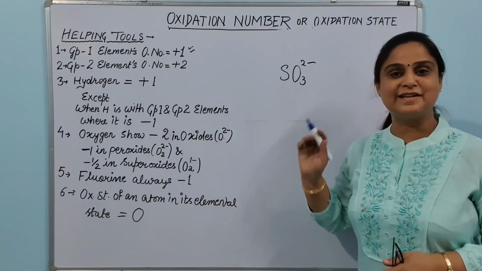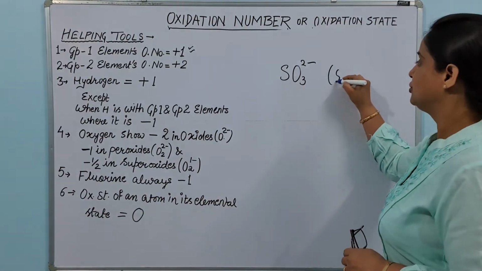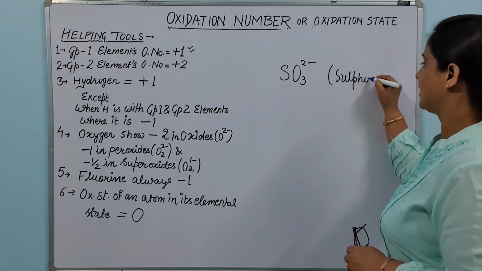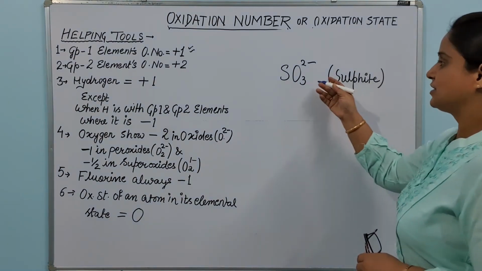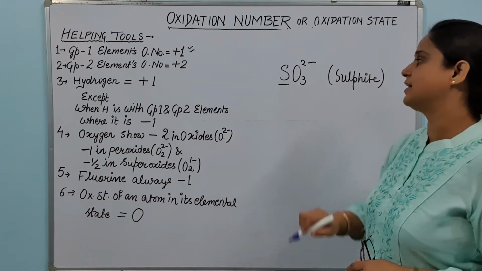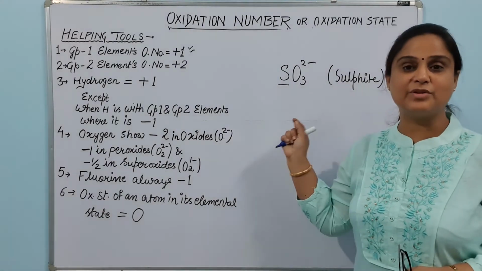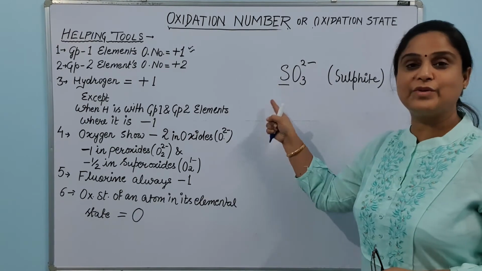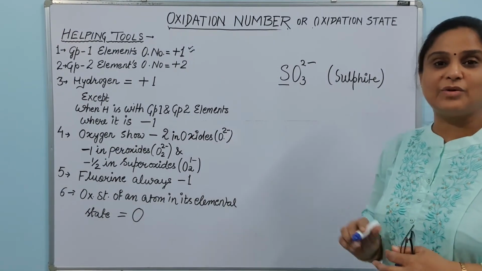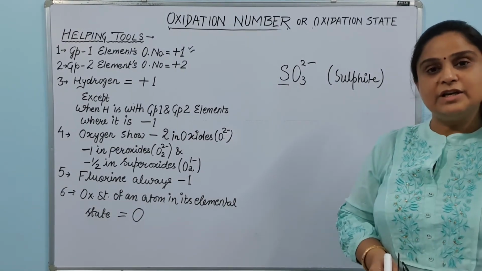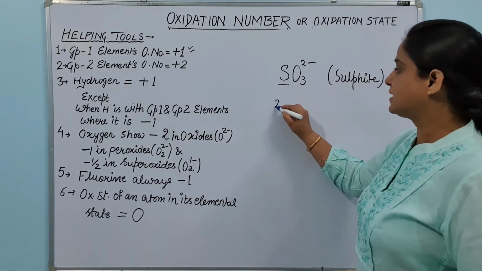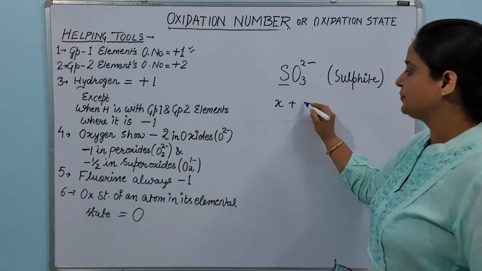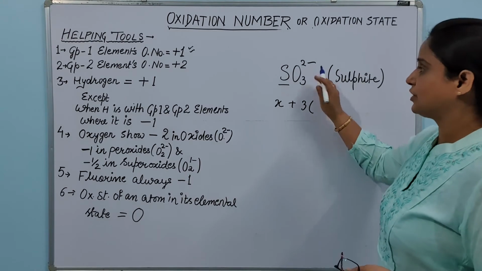This way we will be calculating it. This is sulfite ion. In sulfite ion, I am going to find out the oxidation state of sulfur. As I told you, it is also an oxoanion, so we will consider oxygen at -2 oxidation state. Let's take it X. How many oxygens are there? 3. What is the charge on oxygen?